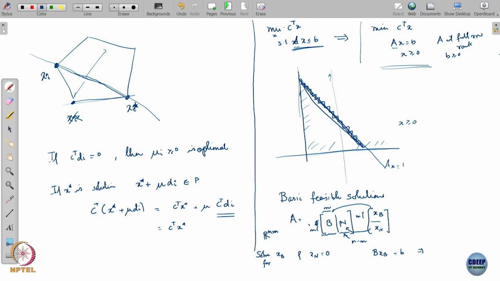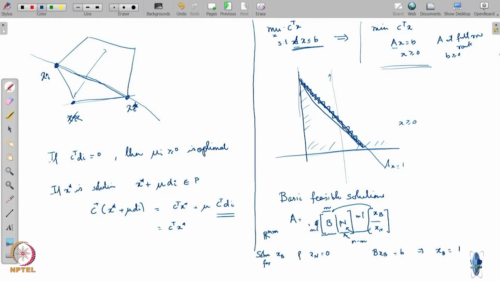and because B is now m cross m and it has linearly independent columns, B is invertible. So, xB will be equal to B inverse b, right. So, a point like this, x equal to (xB, xN) equal to (B inverse b, 0), this sort of point is what is called a basic solution.